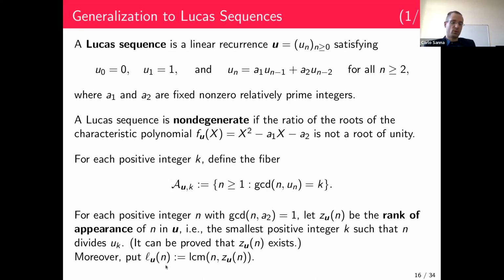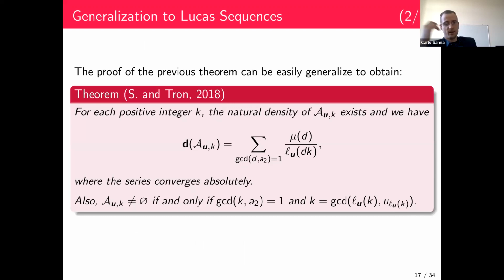And then similarly to before, we define the function L sub u of n as the least common multiple of n and z sub u of n. And then with a completely analogous technique, one can prove that indeed we get the same result, in the same paper. For every positive integer k, the natural density of the fiber A sub u k exists and is equal to this series involving the function L sub u, for all non-degenerate Lucas sequences u.